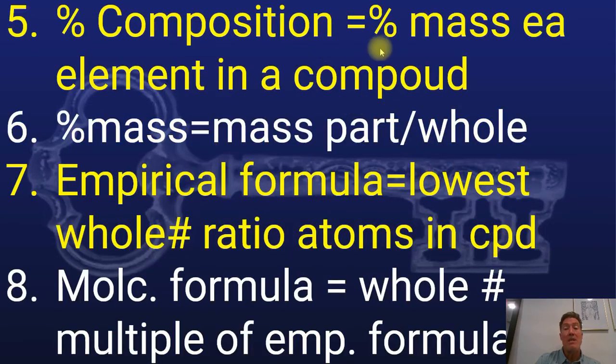Percent composition is the percent mass of each element in the whole compound. So it's the percent that the part weighs of the whole compound. And empirical formula is the lowest whole number ratio of atoms in a compound. It may or may not be the same as the molecular formula, but the molecular formula is always going to be a whole number multiple of the empirical formula.